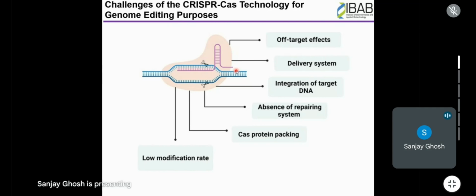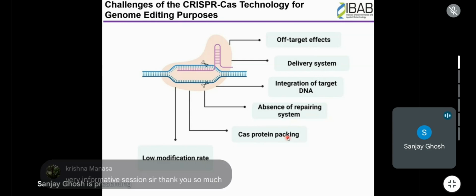Delivery system remains a challenge. These Cas proteins are very big. So currently there is research going on to find smaller Cas proteins, so they can be packaged in viruses or nanoparticles and delivered directly. The integration of the DNA target remains a little bit unpredictable. And of course, how to pack the Cas proteins into different cargo remains a challenge.